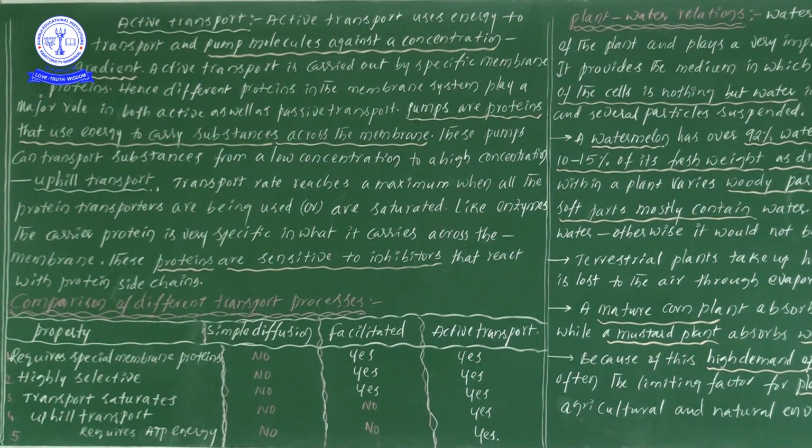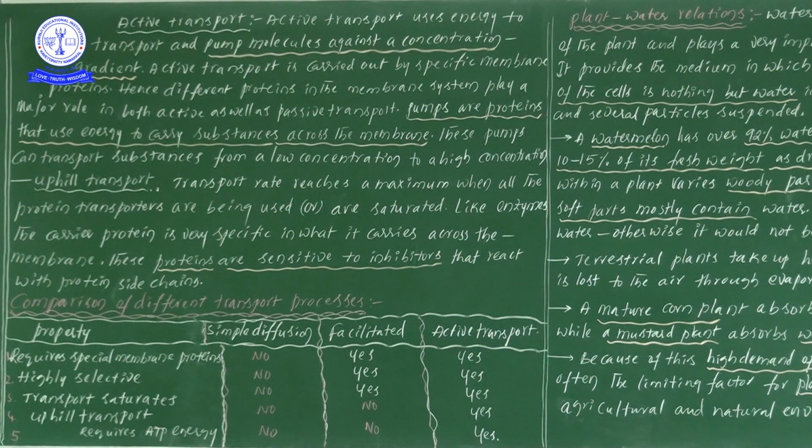Up to here we have completed the explanation. Like enzymes, the carrier protein is very specific in what it carries across the membrane. Here, enzymes and carrier proteins are alike, carrier proteins also being very specific. Till now we didn't discuss this point. What is the point we are discussing now? Suppose there are different types of molecules. Now one particular protein shows specificity, meaning that particular protein will transport this molecule only, all the time.